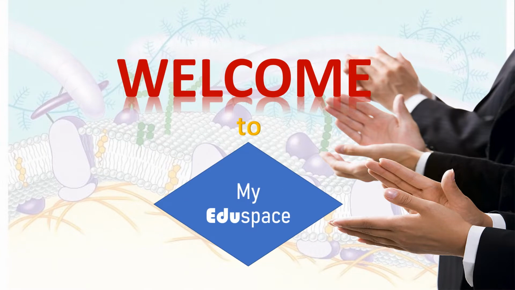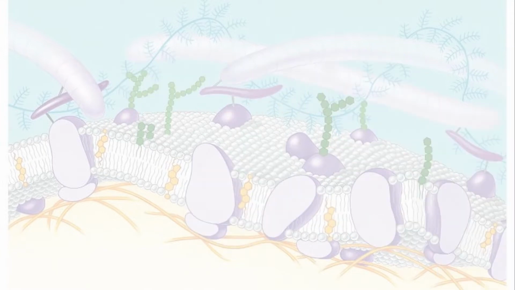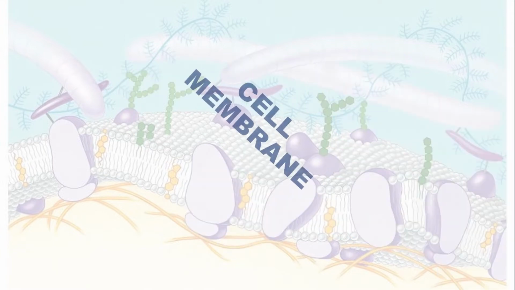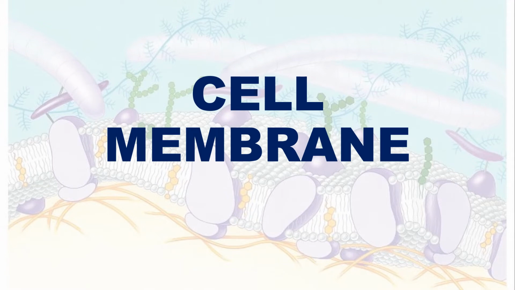In the previous video, we talked about the structure of a eukaryotic cell. What are the components involved in the formation of a eukaryotic cell? We discussed in brief the cell organelles. In today's video, we will look at the detailed structure of a cell membrane or plasma membrane. So, without taking much time, let's get started.